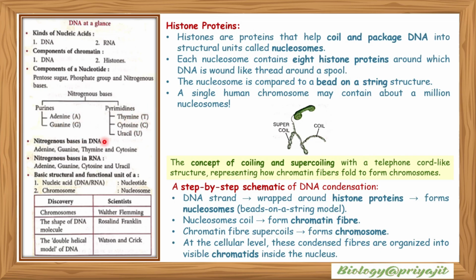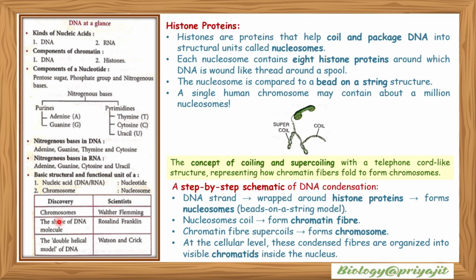So the nitrogen bases in DNA are adenine, guanine, thymine, and cytosine, and nitrogen bases in RNA are adenine, guanine, cytosine, and uracil. The basic structural and functional unit of a nucleic acid, DNA or RNA, is the nucleotide, and of the chromosome is the nucleosome.